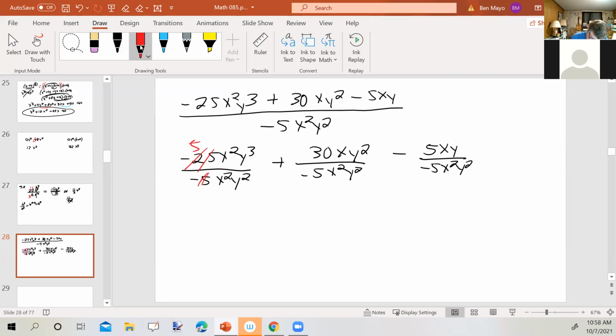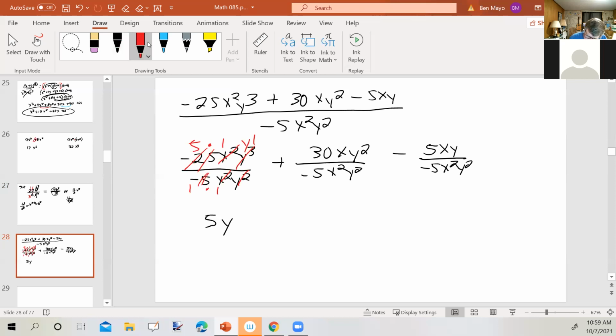-25 over -5 is 5 over 1. X squared over x squared would be x to the 0 power, or just 1. Y cubed over y squared would be y to the 1 power. So I've got 5 times 1 times y to the 1 power all over 1. So basically I've got positive 5y. Any questions there?